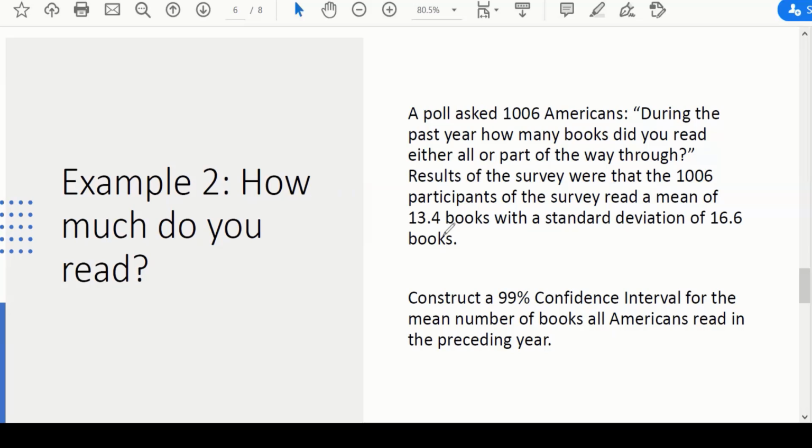So first of all, it's a 99% confidence interval we're looking for. And we're looking for the mean, because in the next section we'll be looking at the proportion. So you want to know it's a mean. 1,006 is our sample size n. They had a mean of 13.4, that's our X bar, and a sample standard deviation of 16.6, and that is our S. Any questions on where I got any of that from?